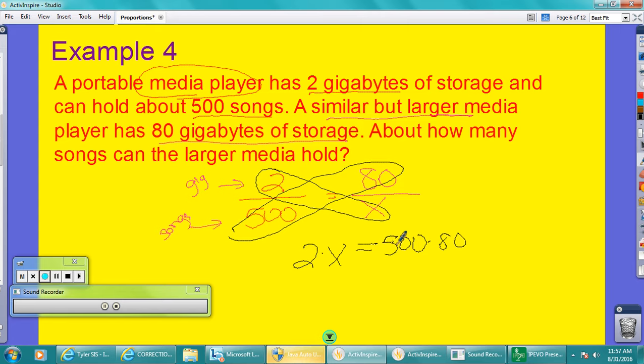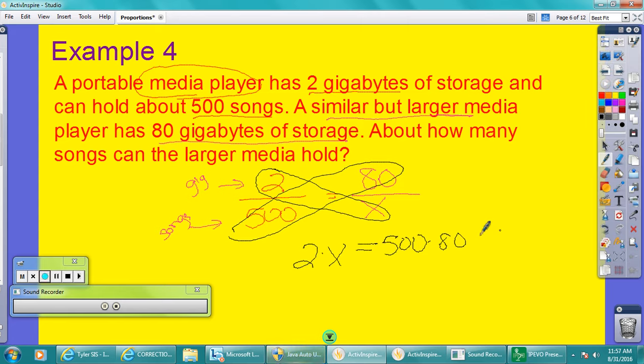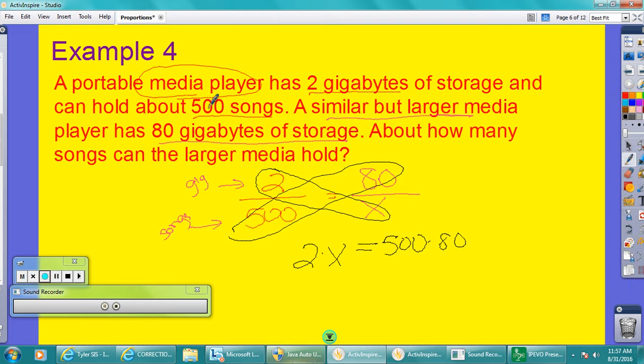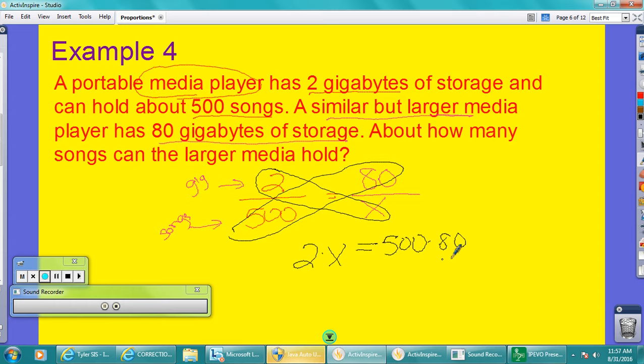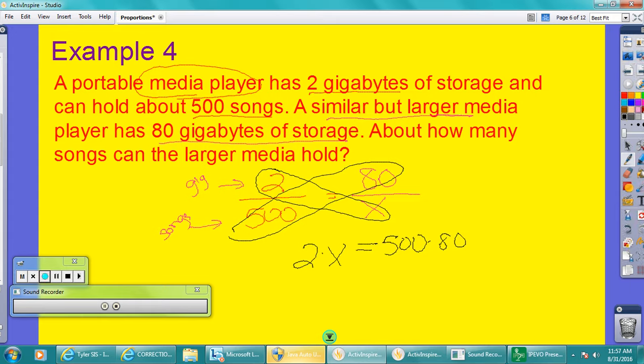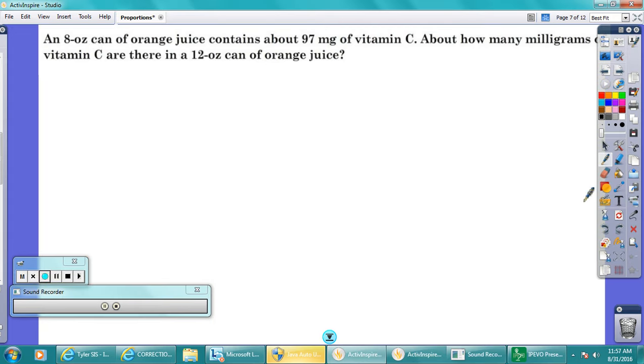8 times 5 is 40, so it's 40,000. And then you're going to divide. So then that's how many songs. And it makes sense because if the first one can hold 500 songs with only 2 gigabytes, then the next one should be able to hold many, many more songs with 80 gigabytes. So also think of the common sense aspect.